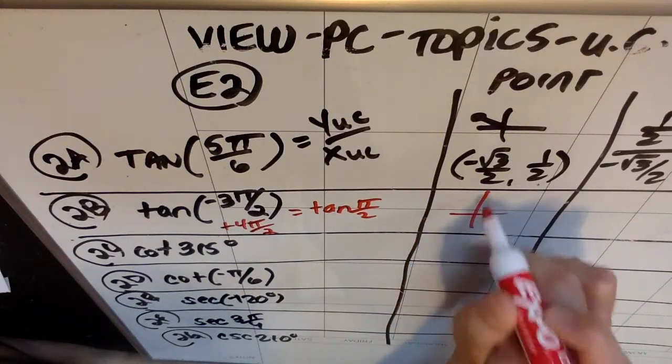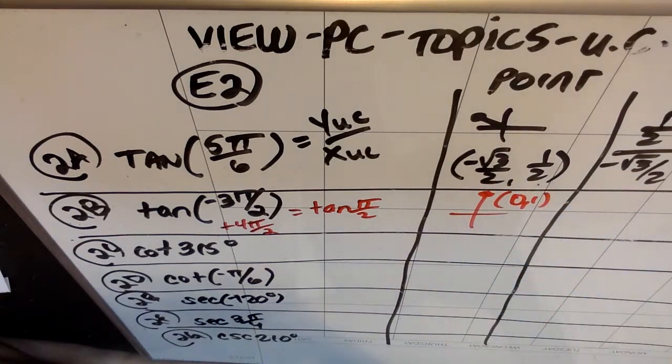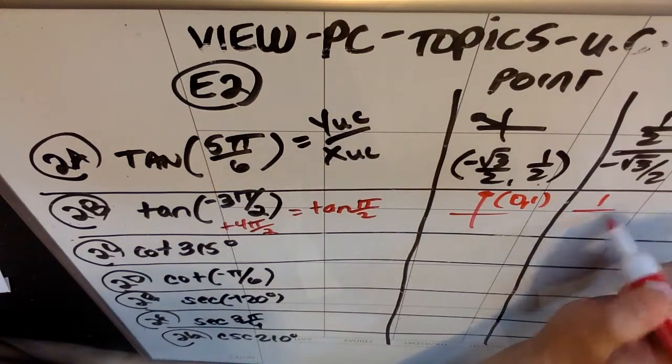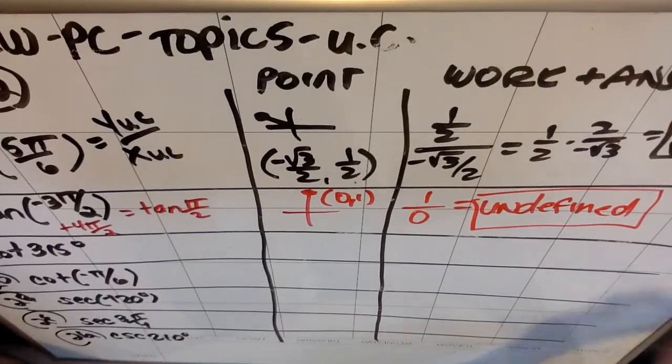Well, that point is right here, at 0 comma 1. So my tangent is the y on top of the x, as we saw. So that's a 1 on top of a 0, and the word for that is undefined. You can't simplify it. The answer is undefined. You don't leave it as 1 over 0. You call it undefined.